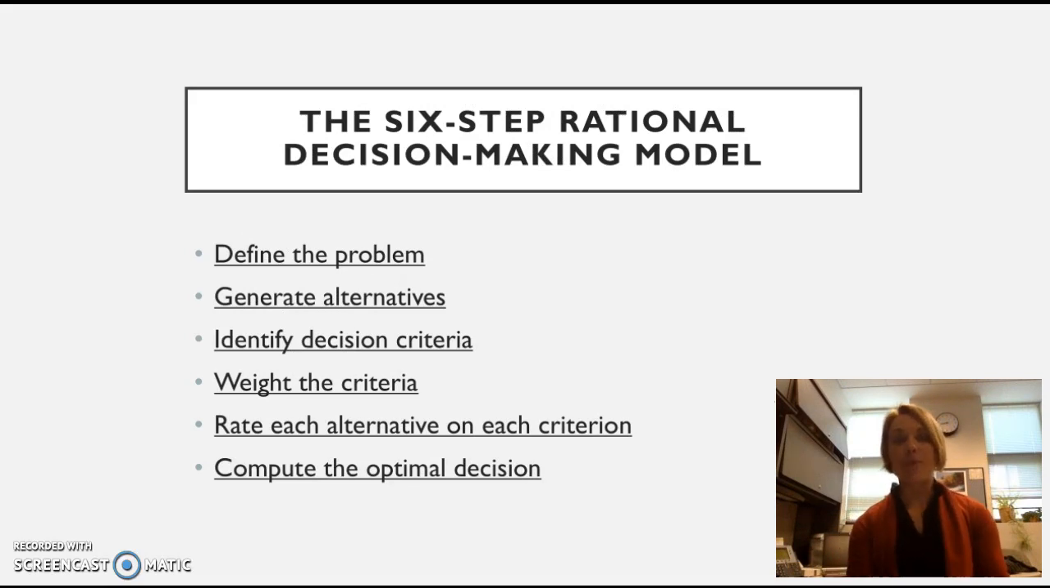So the 6-step rational decision-making model is, 1, to define the problem. This is what you've done already with your statement of the problem as well as with your lit review table. And then what we're going to spend the time doing this week is to generate alternatives, identify the decision criteria, weight the criteria, rate each alternative on each criterion, and then compute the optimal decision. These almost look like Punnett squares from your biology class as we're looking at the different issues and trying to create some solutions to problems.